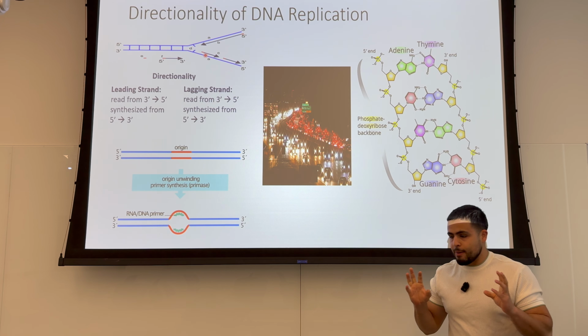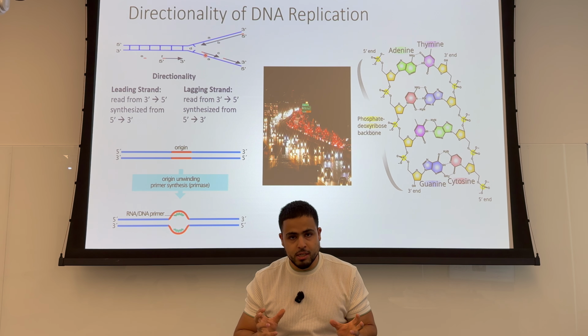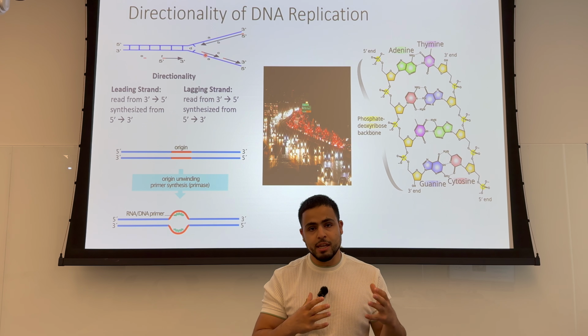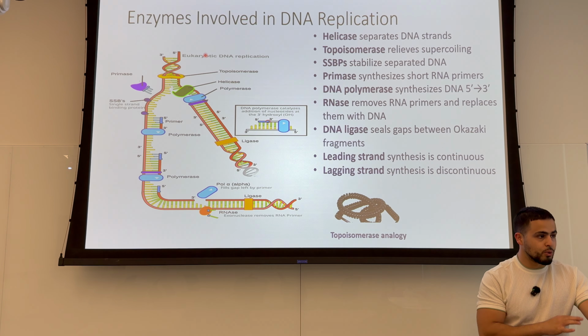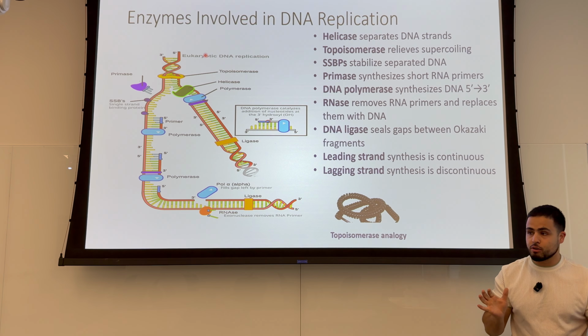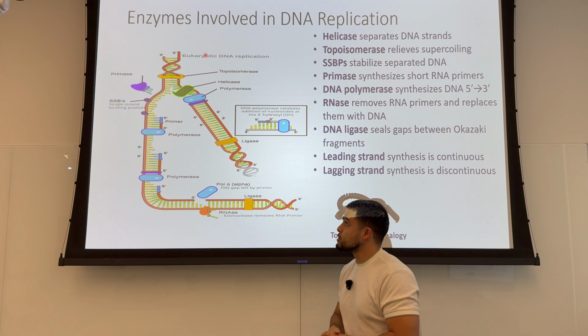Okay, so essentially, even if you didn't understand the mechanism there, the idea is that the leading strand and the lagging strand are both being synthesized in the 5' to 3' direction. And because the leading strand is following the route of helicase, it will result in a continuous strand, and the lagging strand will result in a discontinuous strand. So more on the different enzymes that are involved in this process over here.